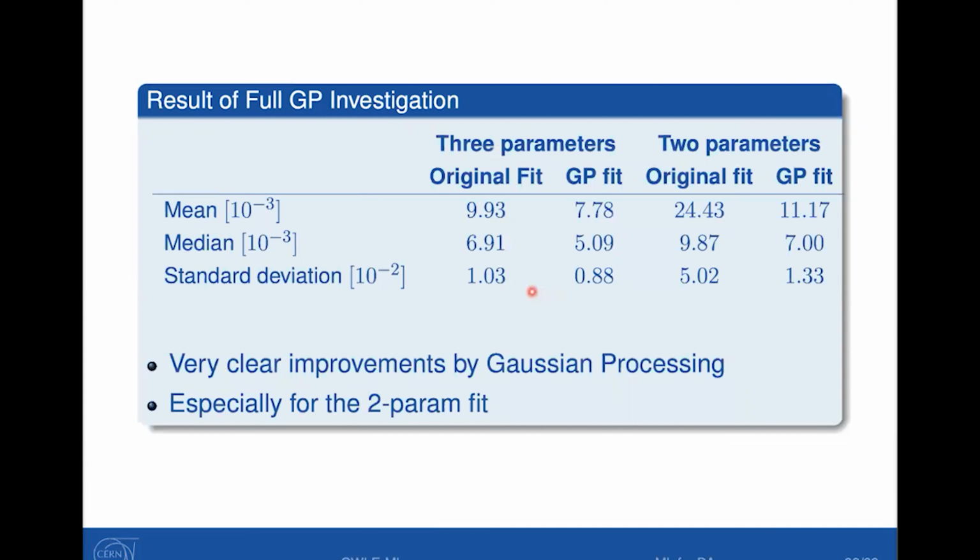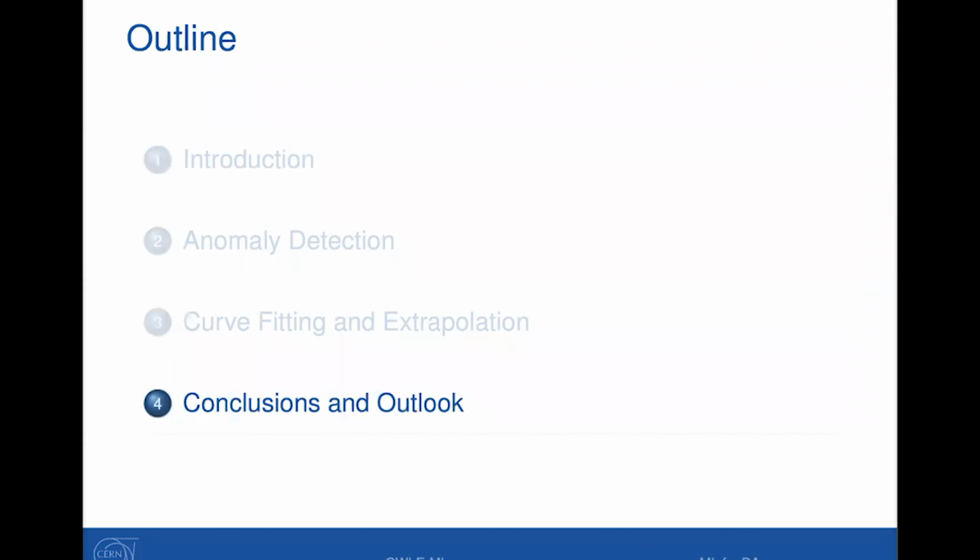So here again in the table, we can clearly see that the overall MSE reduces. We had for the 3 parameter fit an original mean of all the studies of 9.93 times 10 to the minus 3, it goes down to 7.78, the median goes down, the standard deviation goes down. And for the 2 parameters, as before, much more to gain. It halves literally, the median goes down as well, the standard deviation is even 5 times smaller. Very clear improvements by Gaussian processing, especially for the 2 parameter fit. So I think we can safely say this is a success.